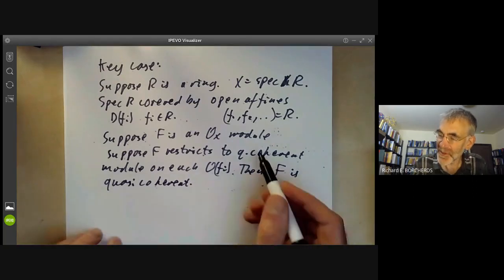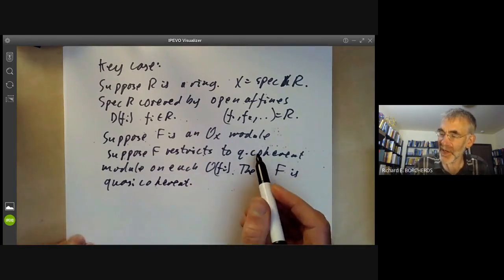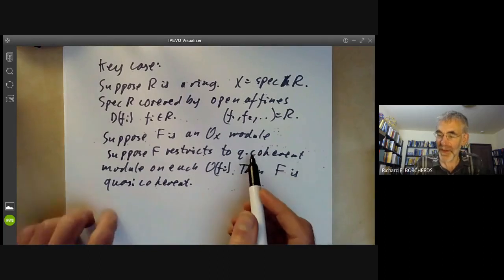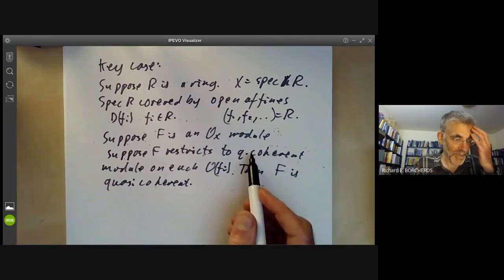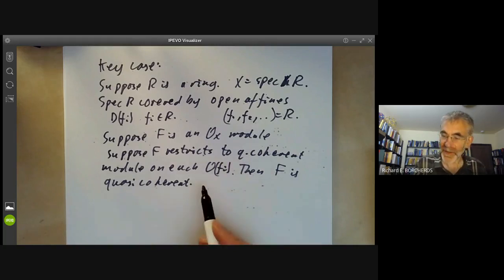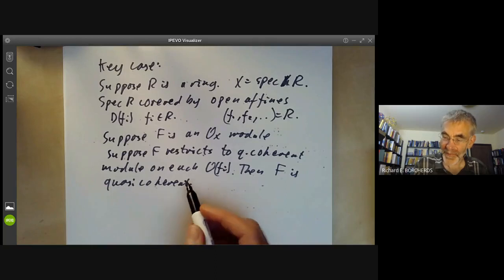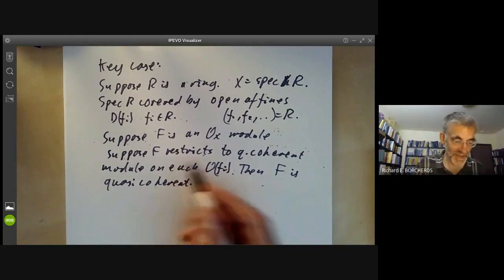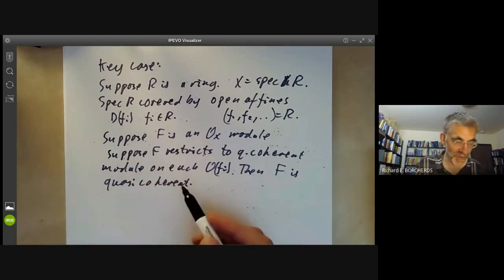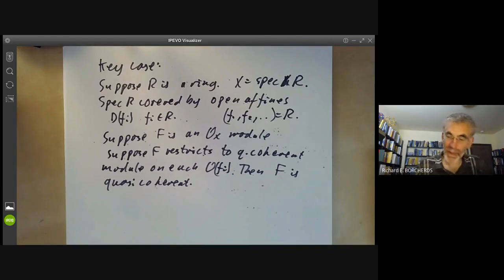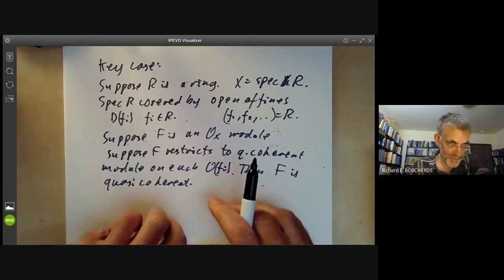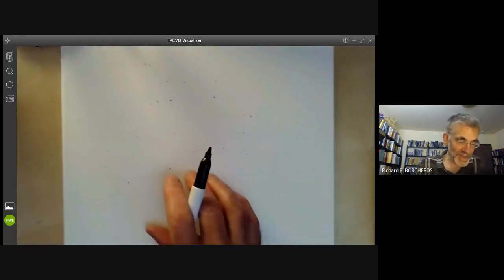Here, I guess I should decide which notion of quasi-coherence we're using. Here we're going to use the definition of quasi-coherence that every open affine subset has the nice property. So what we've got to do is show that the following map is an isomorphism.